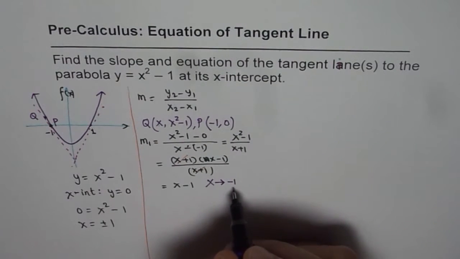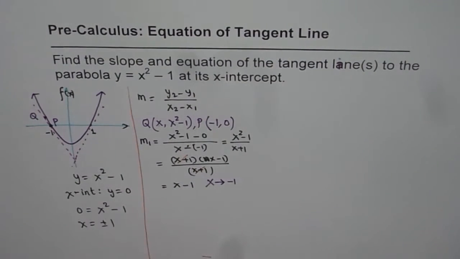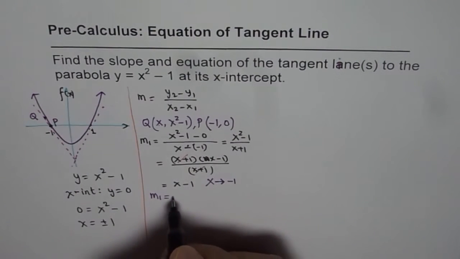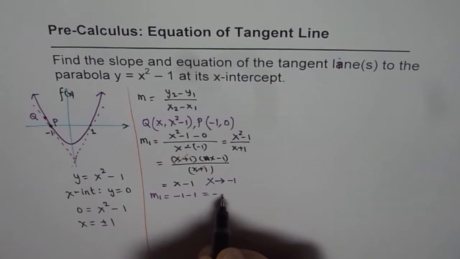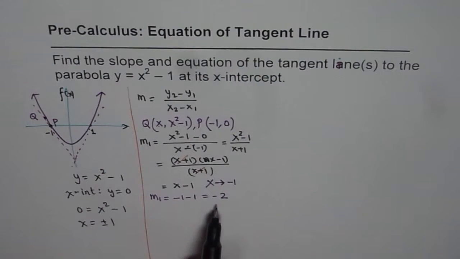So for practical reasons, I will write this as minus 1 and find the slope m1, right? In that case, m1 is equal to minus 1, which is minus 2. So I find the slope of the first line, correct? Now once we have found the slope, then we can always write the equation of the line, correct?